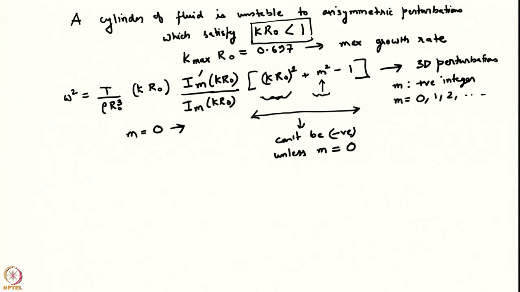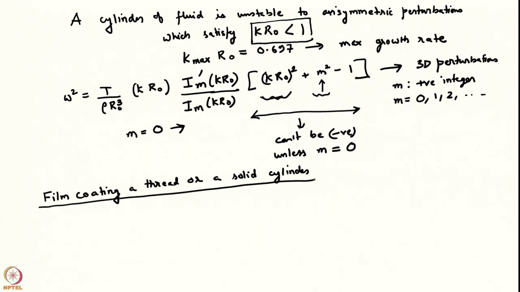Now, let us come to the closely related problem of a film coating a thread. There are many such examples which can be done. We are going to do a film coating a thread, or a solid core, whatever you want to call it. So, what we have in mind is an analogous problem. I have a solid rod, let us imagine, of some radius, I will call it R0, and I am coating it with some film. And this radius is R1, the radius of the film, the free surface radius.